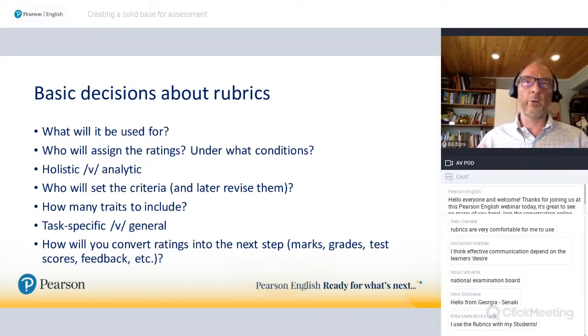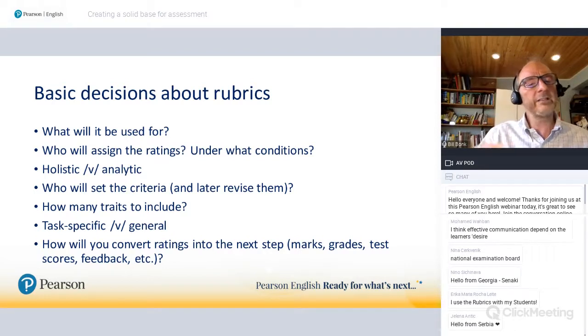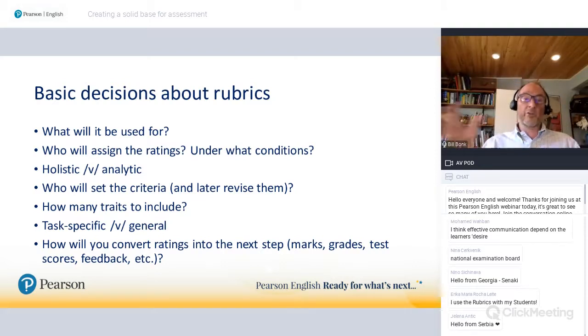That's an analytic rubric where you're separating things out. A holistic rubric says, we're not going to try to separate this out. We don't need to. It's too complex. Let's put it all into a kind of holistic judgment of just quality or some very basic performance level descriptors. And it's not very specific. It's not general. It's much more general. We'll also need to think about who sets the criteria and later revises them. And those are the things that are in the rubrics. How many of those traits to include is a very important thing because we don't want to have too many and we don't want to have too few. We want to have adequate coverage for the kind of decision we're trying to make.